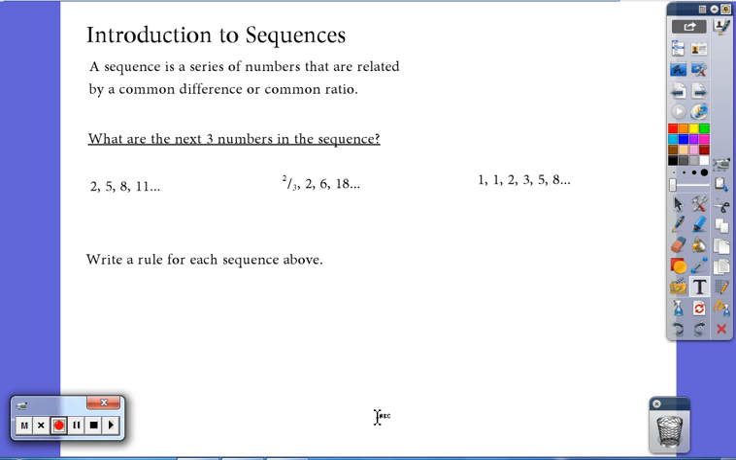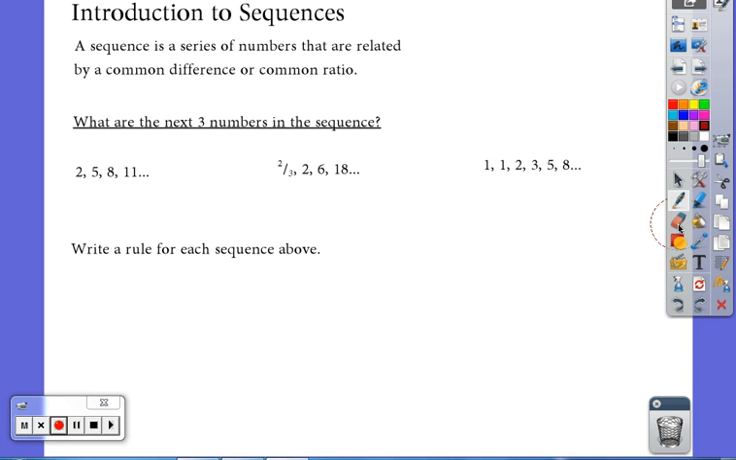So here we are with the introduction to sequences. By definition, a sequence is a series of numbers that are related by a common difference or common ratio. So here are a few examples of some sequences of numbers, and this is asking us what are the next three numbers in the sequence.